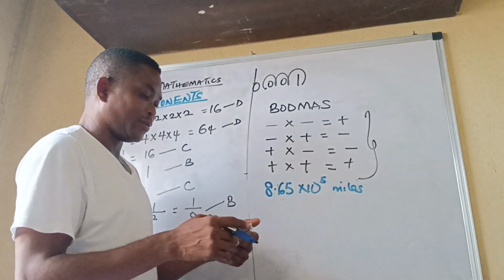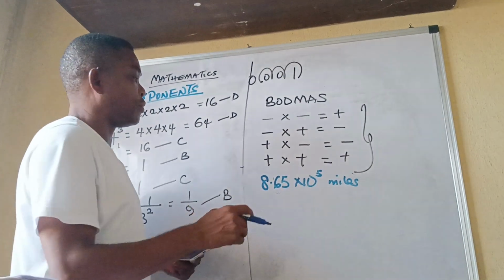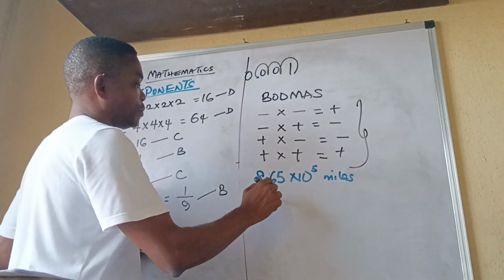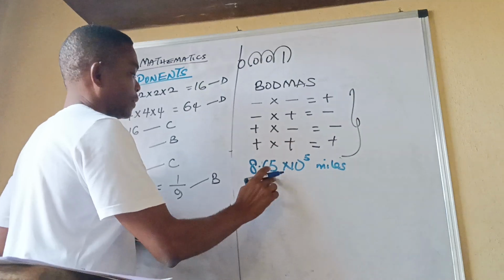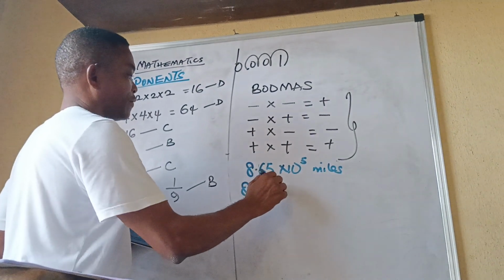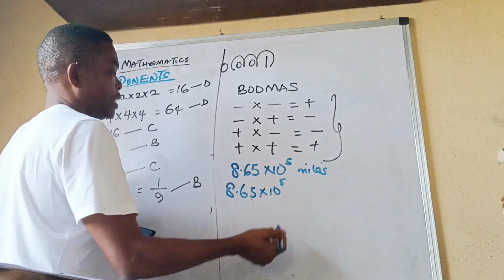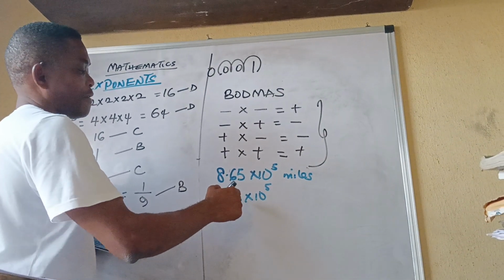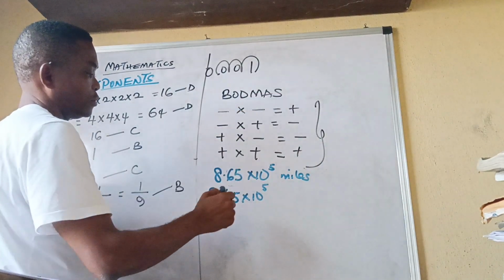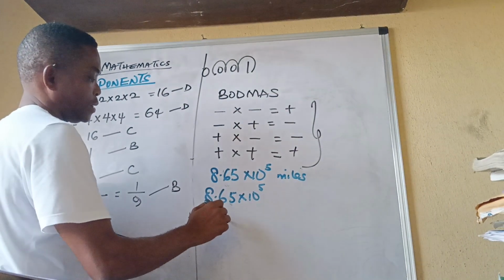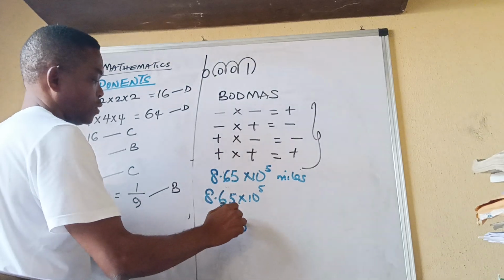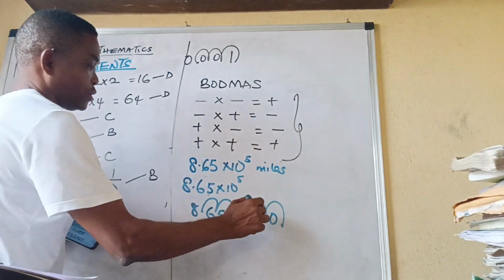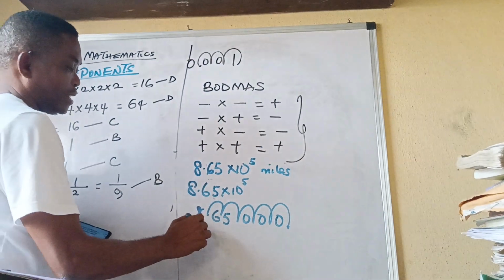What's the distance written in standard notation? What will be this distance written in ordinary form? We want to write this in ordinary form. 8.65 in ordinary form. There are 5 zeros. That means I will move 5 steps forward. 8.65. I'm going to say 1, 2, 3, 4, 5. The decimal is now here. Put zeros there.